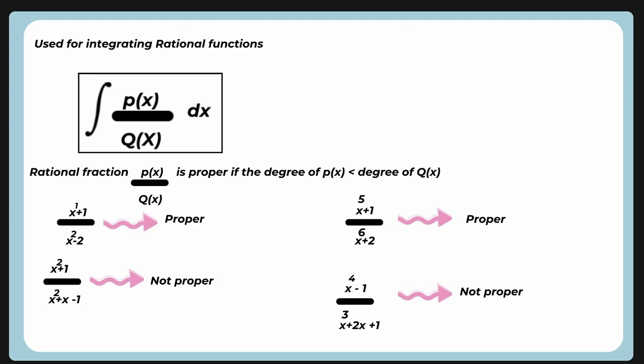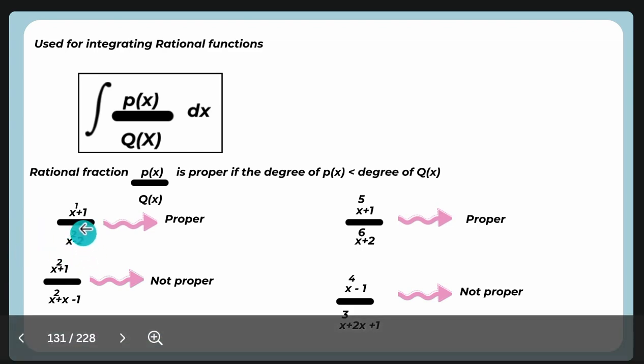The rational fraction p of x over q of x is proper if the degree of p of x is less than the degree of q of x. For instance, in this first example, you have x to the power of 1 plus 1 over x squared minus 2. We can see that the numerator power is less than the bottom, so in this case, it is proper. In the second example, both of them are equal, so in this case, they are not proper. If the degree of the top is less than the bottom, again, it's a proper fraction. This one is improper since the numerator degree is bigger than the bottom.